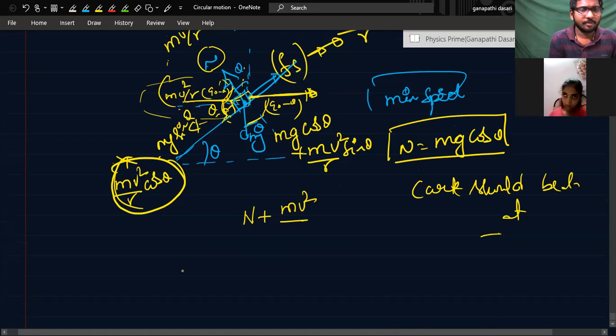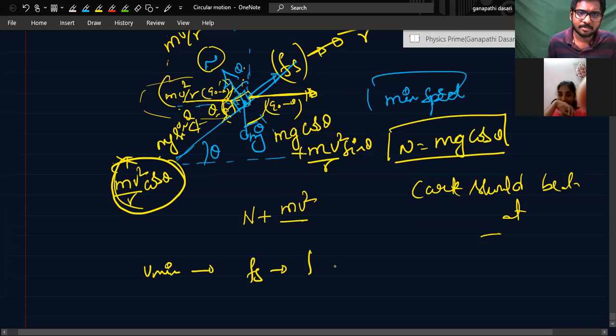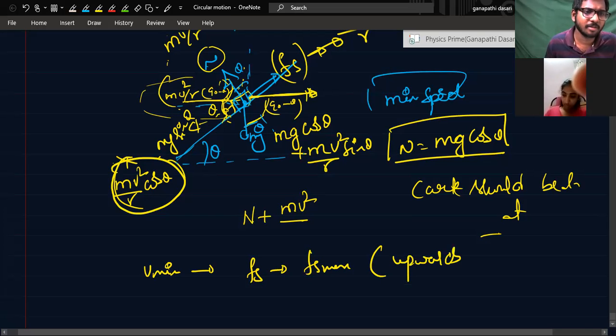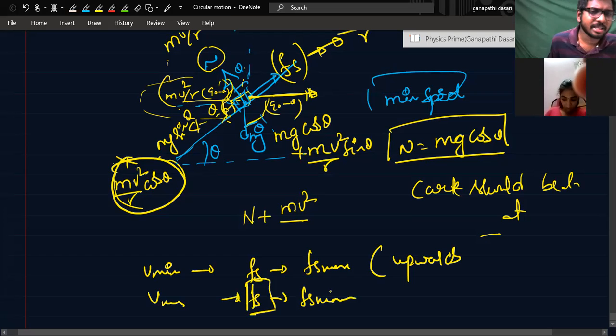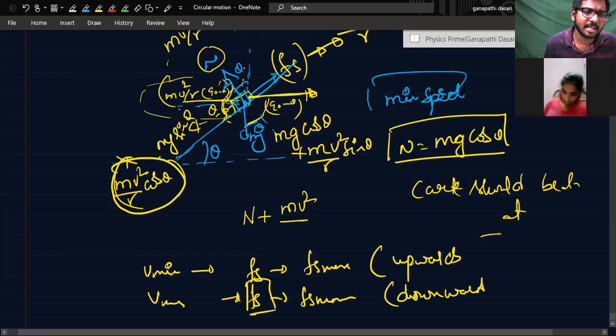Now, for V minimum, I already took the direction. For V minimum, friction should be at its maximum, and that is upwards, because for minimum speed the car will slide downwards, so friction will be upwards. For maximum speed, we will take the Fs maximum friction value. Limiting values we will take and find out; the velocity can be in between. For maximum speed, the block will try to slide in the upward direction, so the friction will be in the downward direction.